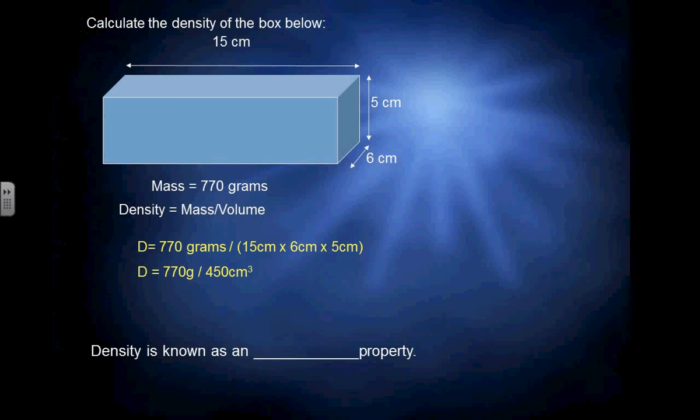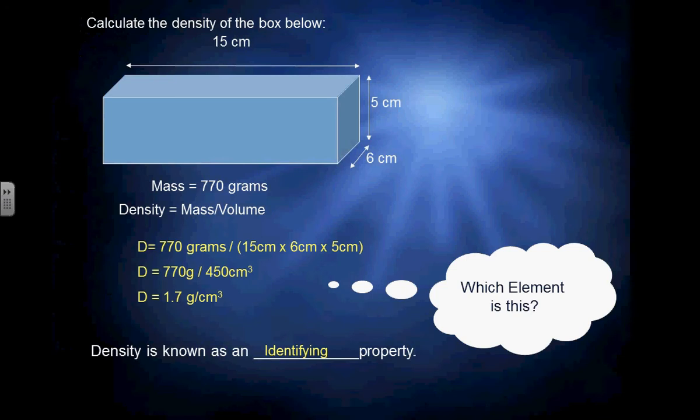Joey? 1.7 grams per centimeter cubed. 1.7 grams per cubic centimeter. So this material has a density of 1.7 grams per cubic centimeter. And we know that density is an identifying property. If we don't know what type of material this is, we can find its density and then determine it.